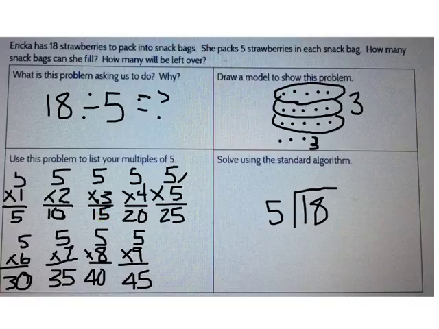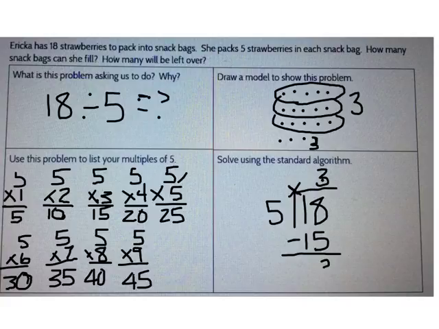I'm going to place my 3 at the top where the quotient goes. Now, my next step would be to multiply to see how many strawberries I used. 3 times 5 is 15. So I used 15 strawberries filling up snack bags. Now I can subtract to see how many are left over.